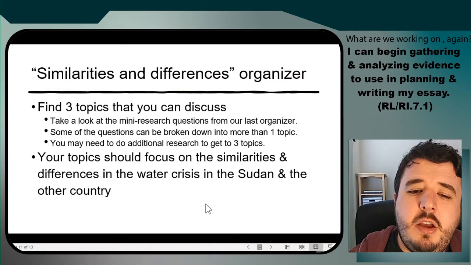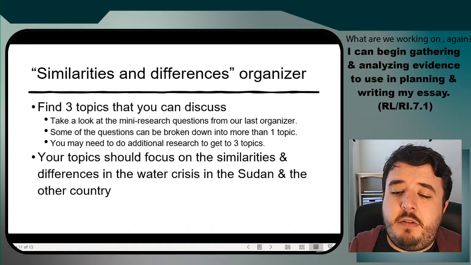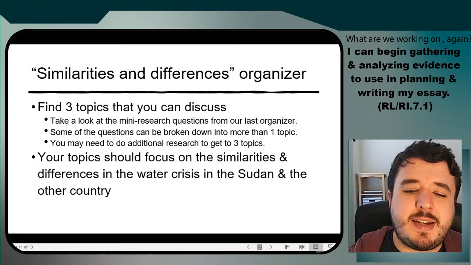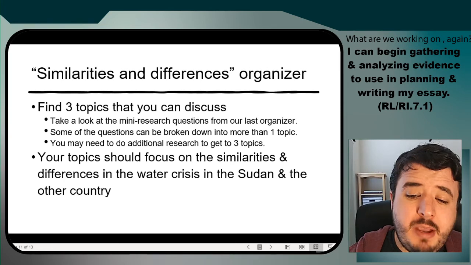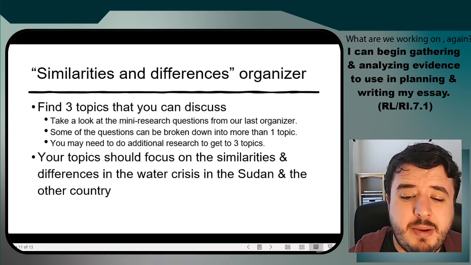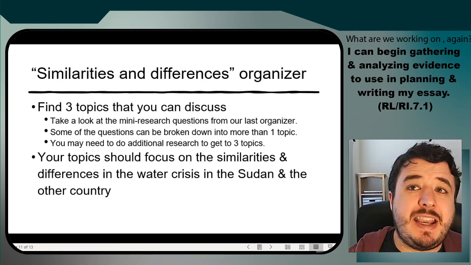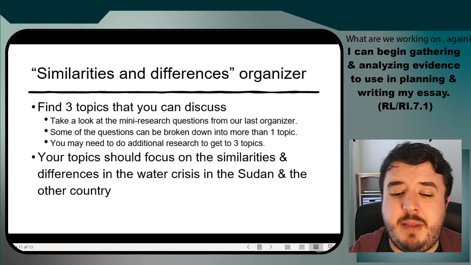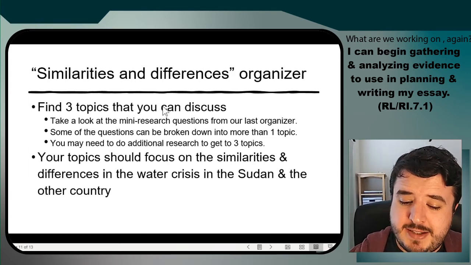Here we go. Your goal today is to find 3 topics that you can discuss, right? Our last organizer, the research organizer, had a whole bunch of mini research questions. Some of those might be good places to look. You might be able to break some of those down into more than one topic. You may also need to do some additional research to get to 3 topics if you picked particularly simple questions. The topics that you pick should focus on the similarities and differences in the water crisis in the Sudan and in the other country that you picked.